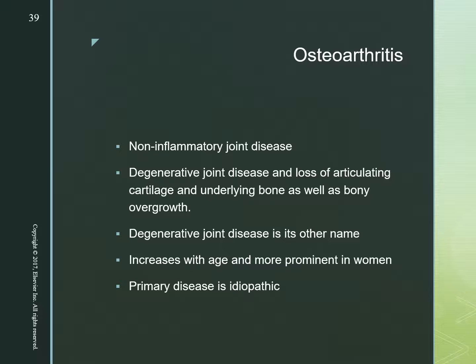Osteoarthritis is a non-inflammatory joint disease. It's degenerative joint disease and loss of articulating cartilage and overlying bone, as well as the bony overgrowth, which you will see usually around their knuckle area. Degenerative joint disease is its other name. It increases with age and unfortunately is more prominent in women, for us ladies. It's primarily a disease that is idiopathic.